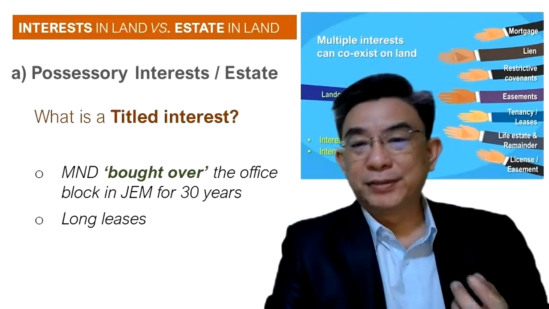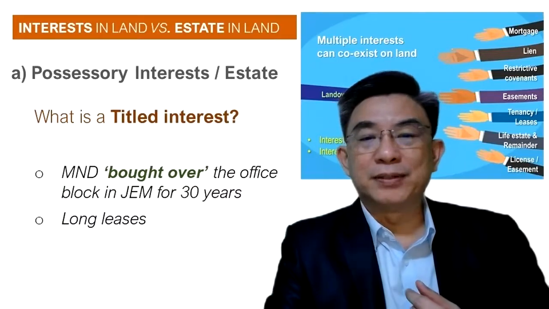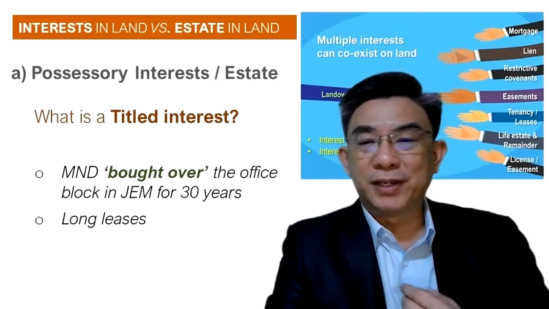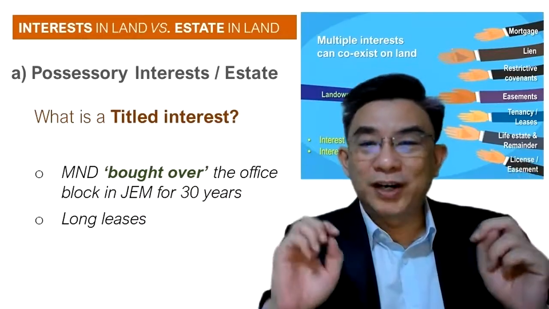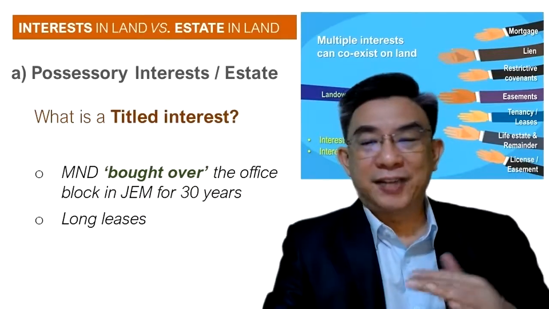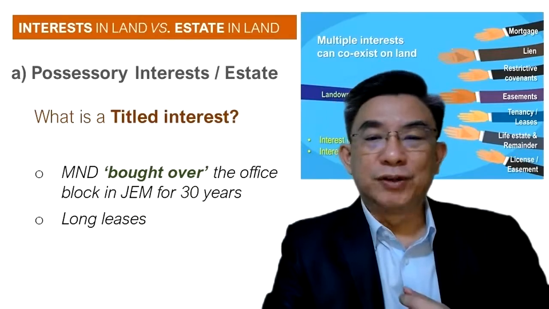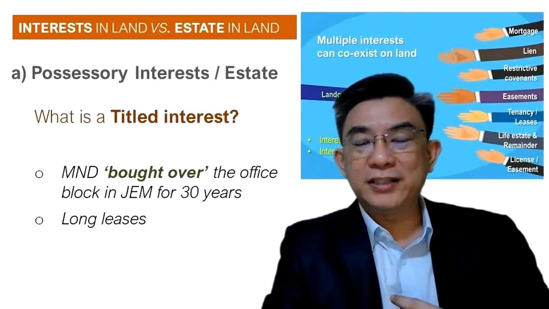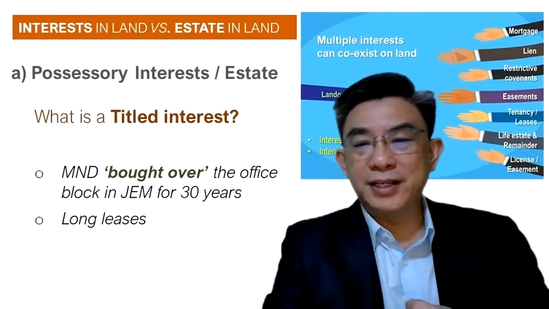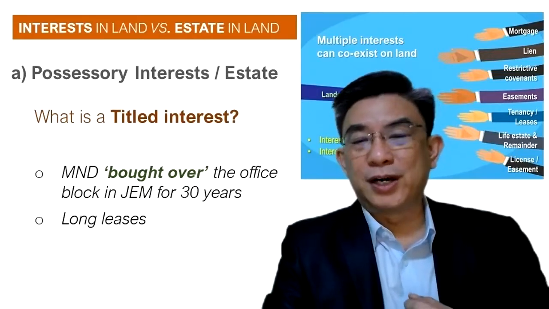Now, another example, a modern example: the Ministry of National Development actually bought over the entire office component of Jurong East Mall, JEM, for 30 years. So these kinds of long leases, you can also see in a modern commercial building.